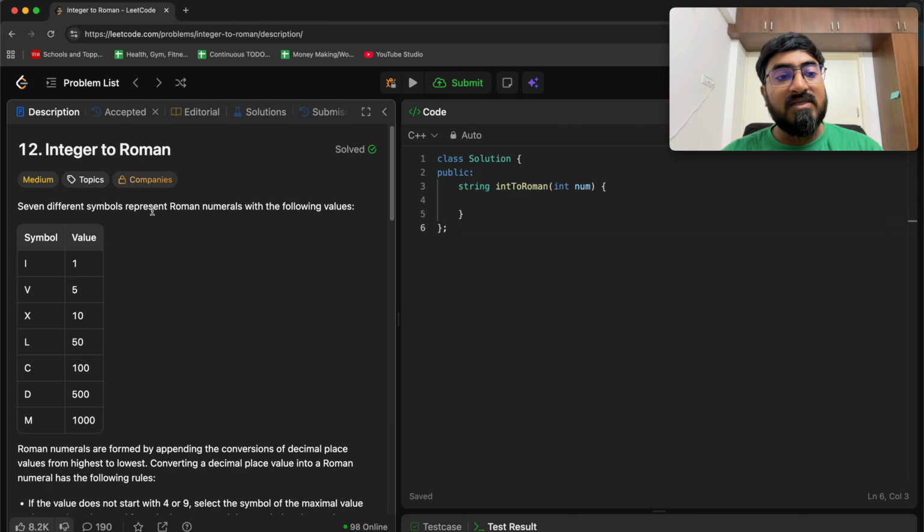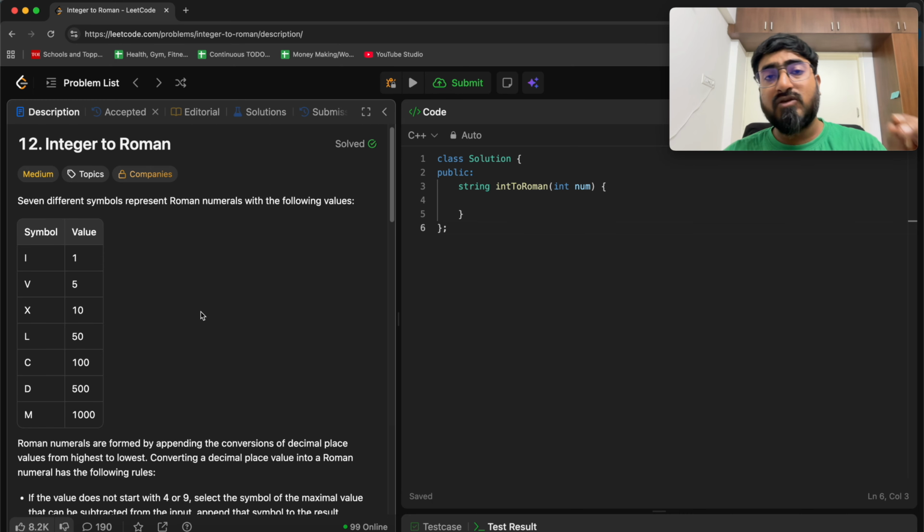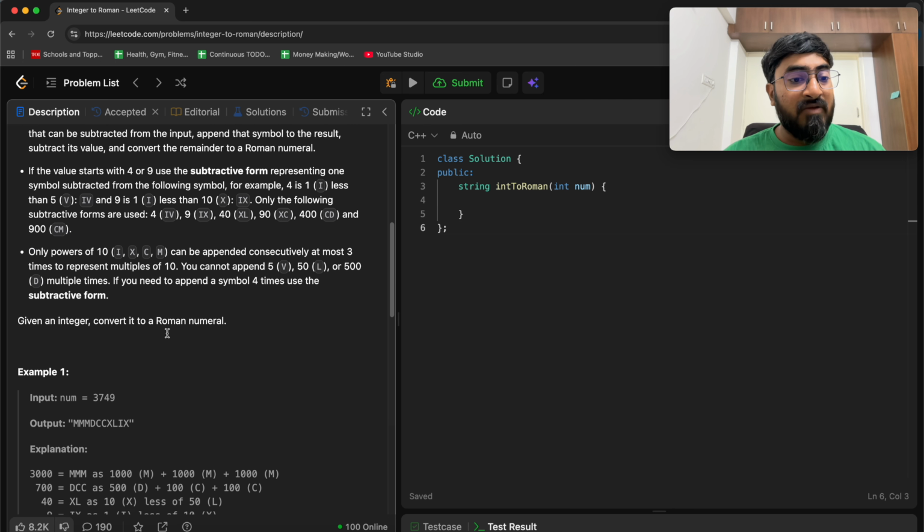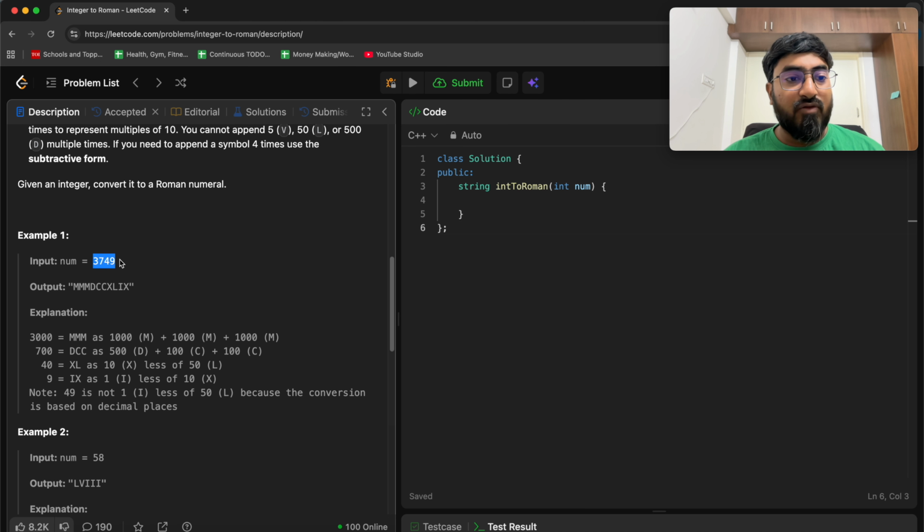Now why I'm asking you to do this: because this problem is very simple once you understand what you're trying to do. When you convert a given integer to its corresponding Roman numeral value, all you have to do is convert each digit at the units, tens, hundreds and thousands place to its corresponding symbol, which is a combination of these characters.